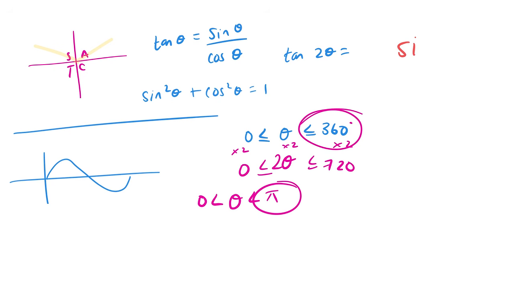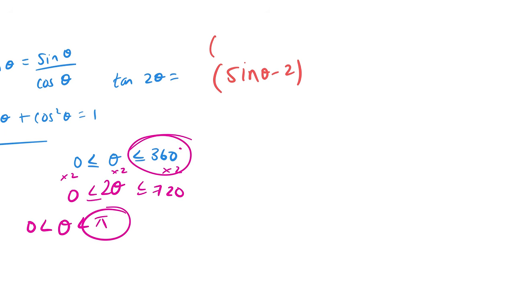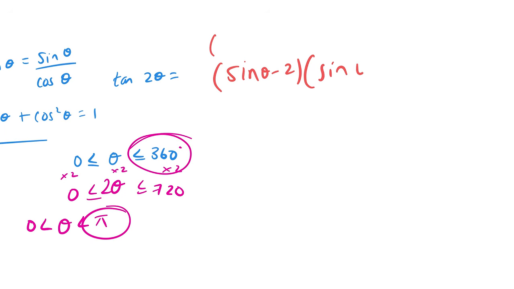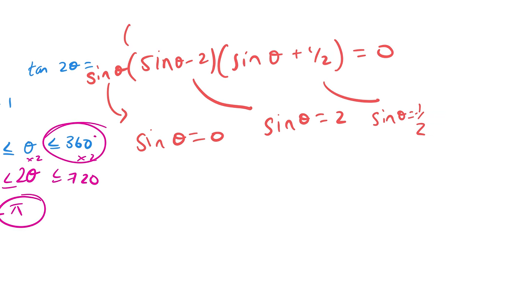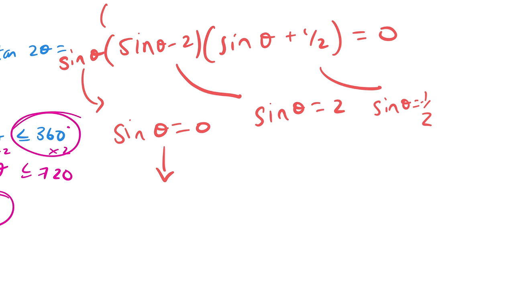Say you expand a bracket and you have sine theta minus 2, and then sine of theta plus a half, equals 0. And let's say there was a sine on the outside. Now watch out for this. This one on the outside means that sine theta equals 0. This one means sine theta equals 2, and this one means sine theta equals negative a half. This could happen with sine, cos, or tan. This is going to give you an answer.